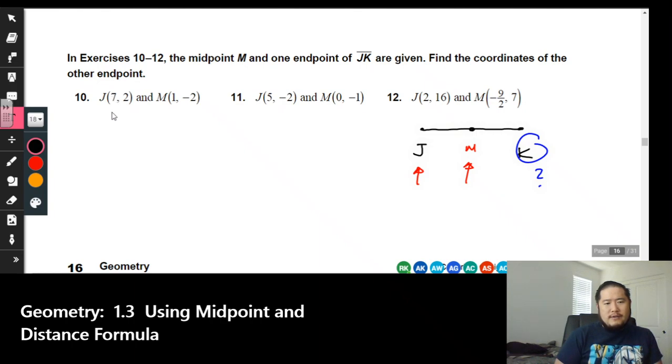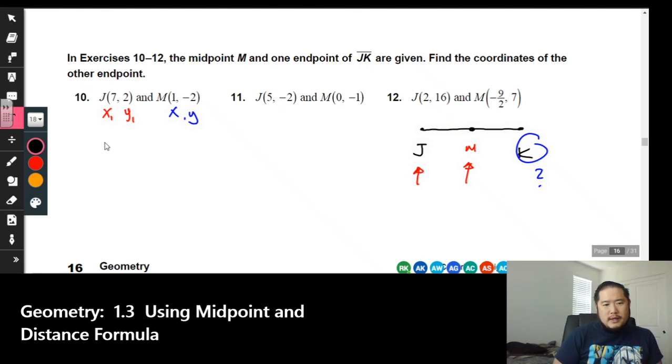Now, for 7 and 2, I'll go ahead and label this as x1, y1. The biggest mistake that people make is to say that this is x2 and y2. But you can't, because it's not the endpoint. This right here I could label as midpoint x, midpoint y. Or I can go ahead right here and say this is x and this is y. Okay, not x1, y1, not x2, y2.